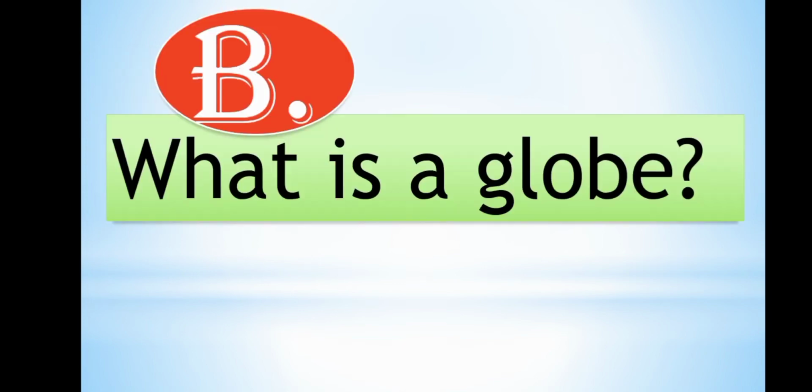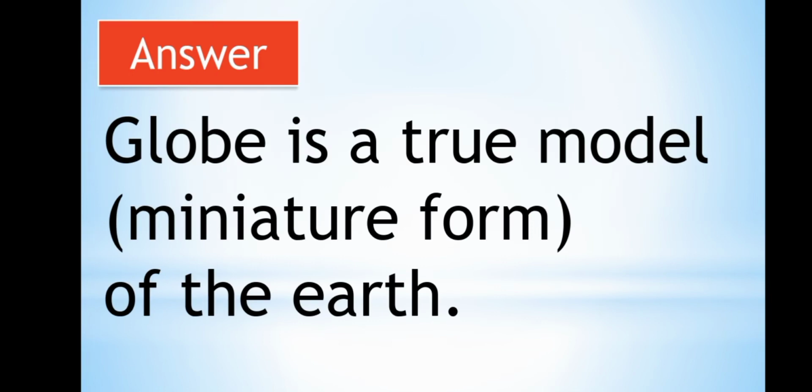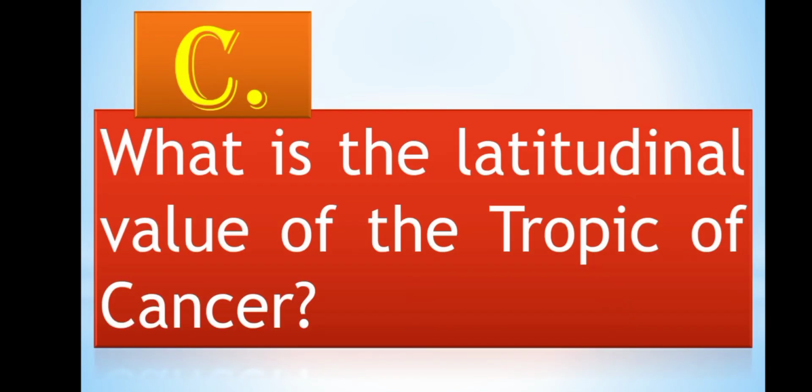Go to the next question. What is a globe? Very simple answer. You know very well what a globe is. Globe is a true model of the earth. You can write globe is a miniature form of the earth, a miniature model of the earth. Very simple.